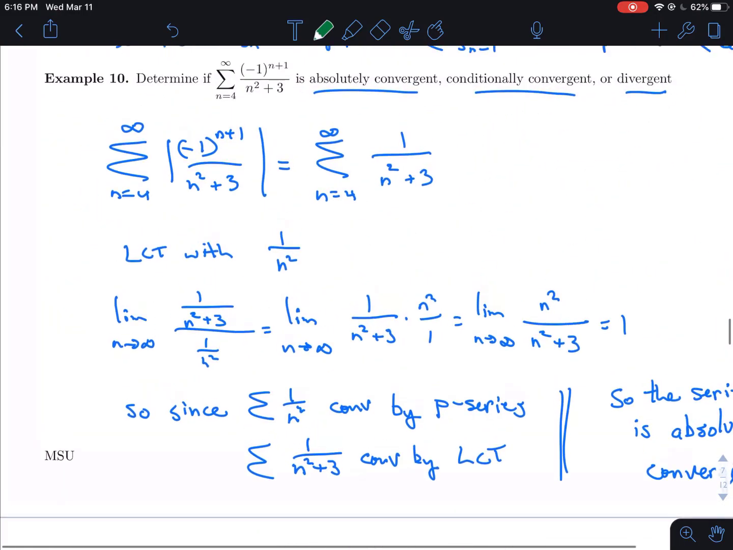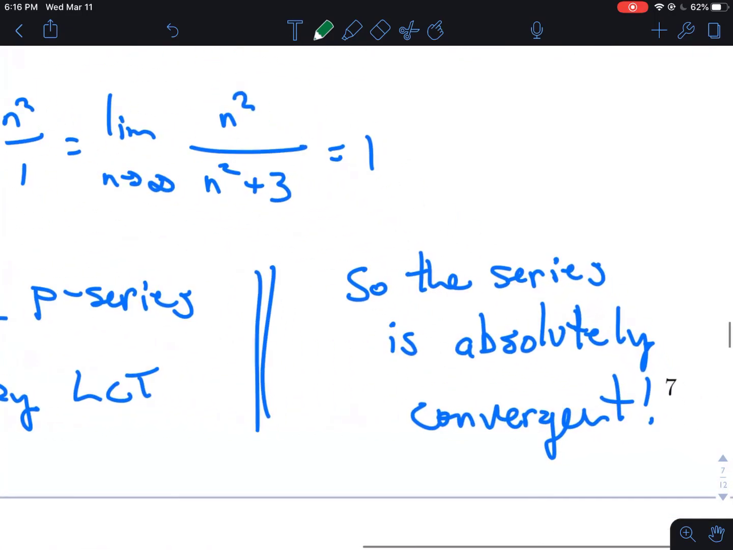And since we were checking, is it absolutely convergent, we're just done, right? That's all we need to show.